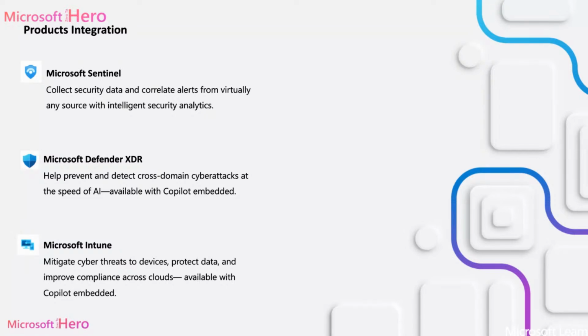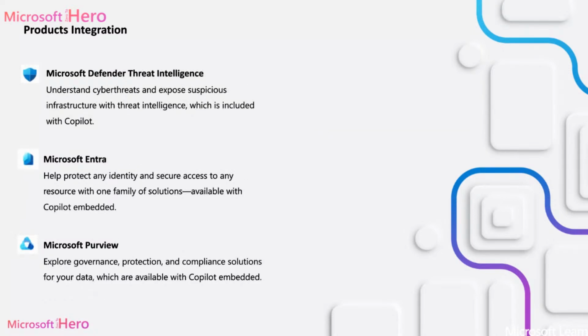Microsoft Intune is a service for authentication and authorization in Microsoft technology. It mitigates cyber threats to devices, protects data, and improves compliance across your cloud or organization, available with Copilot embedded. The Microsoft Defender Threat Intelligence helps you understand cyber threats and expose suspicious infrastructure, and it is included with Copilot. Microsoft Entra, before that, was the Active Directory. The new name is Microsoft Entra.